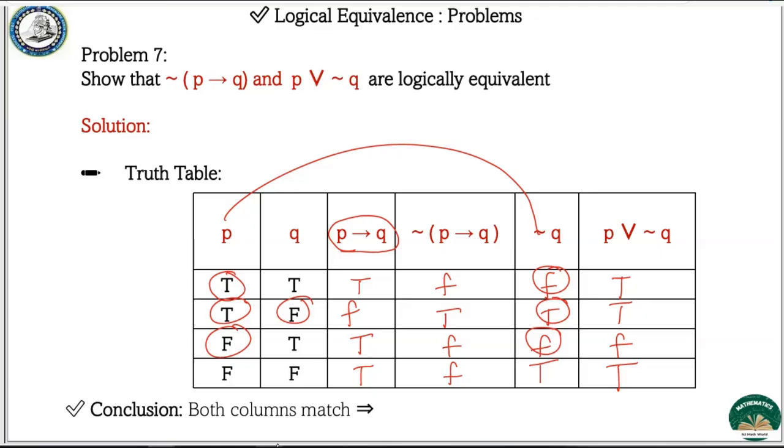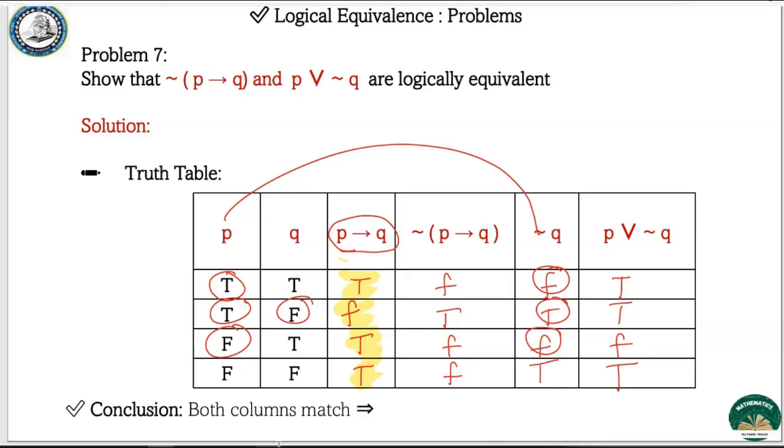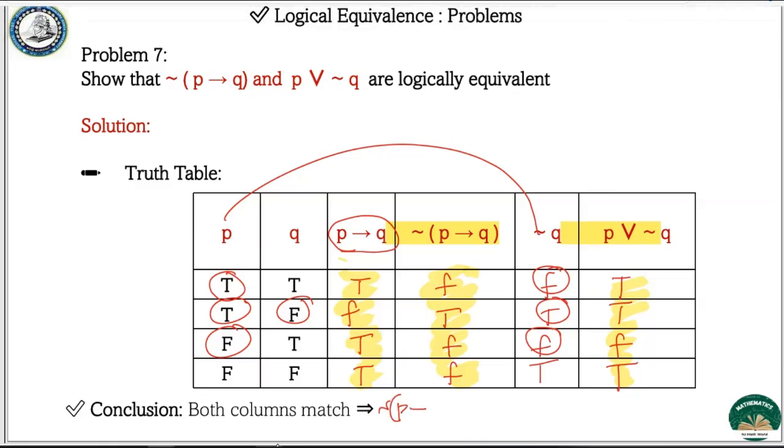Now we'll just check if these two conditions are logically equivalent. That is this and this. So negation P implies Q is equal to P or negation Q? No, these two lines are not equal. They have different values. Therefore, negation P implies Q is not logically equivalent to P or negation Q.